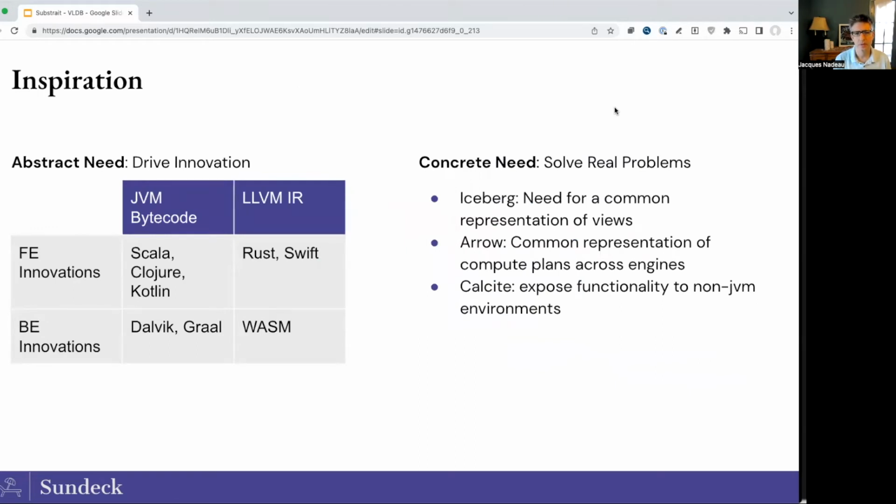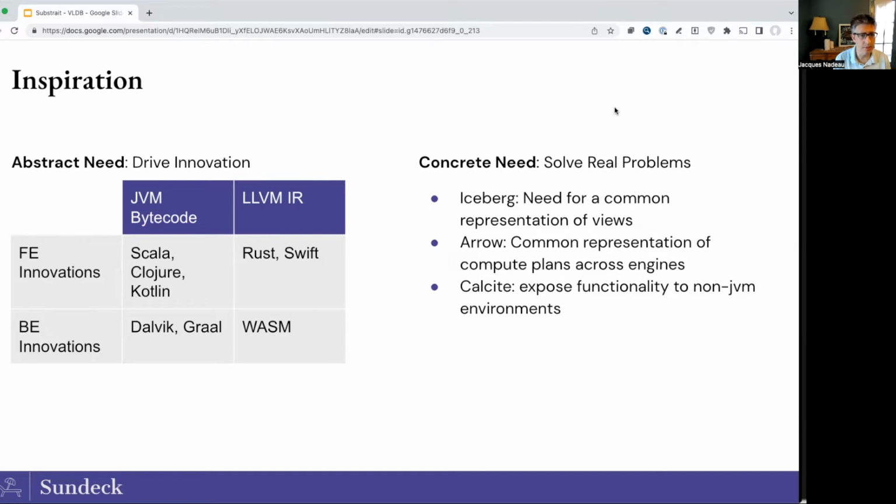Well, I think it comes from two main thoughts. One, there's this abstract need, which is that the more you can decompose these things, the more that you can drive innovation. And two inspirational technologies that formed some of the thoughts about Substrate were, one, the JVM and the concept of JVM bytecode, right? That allowed a bunch of interesting innovations at the front end and the back end independently within the Java ecosystem, right? So you've got things like Scala and Clojure and Kotlin at the front end. And then you also have things like Dalvik and Graal at the back end, which both sets of things can benefit from the fact that they're interacting with a common representation of how you want to do compute.